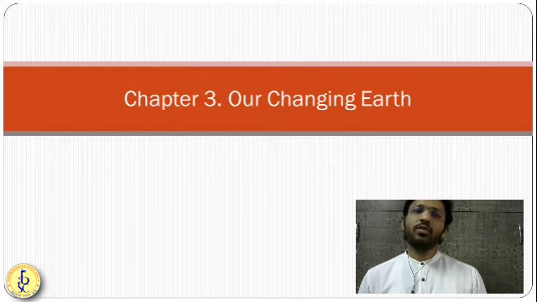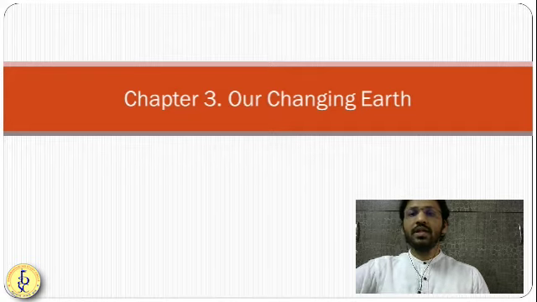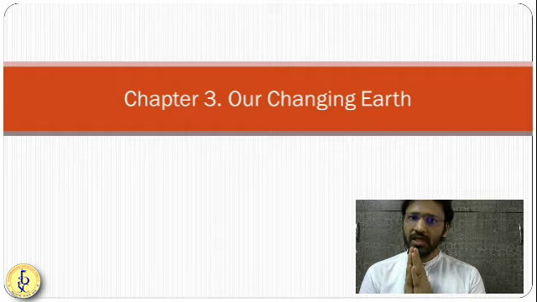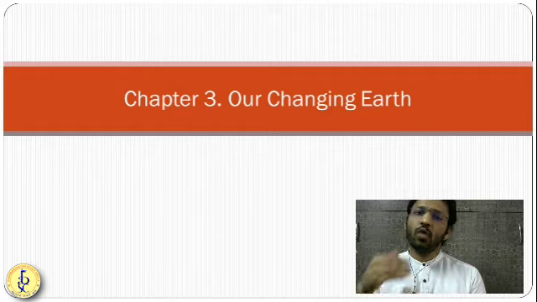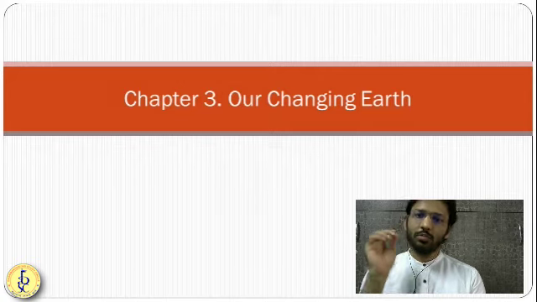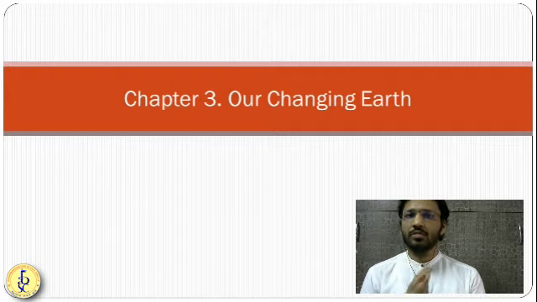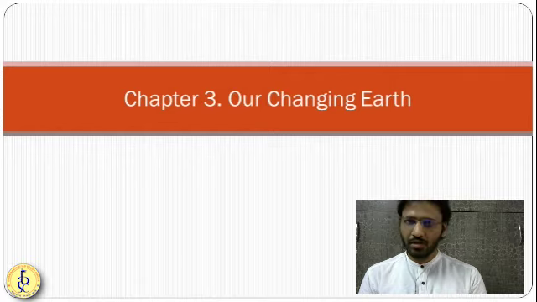So today we are going to see the next chapter, Our Changing Earth, chapter 3. So here in this chapter, we are going to see a little bit about various forces that are emanating within the earth and what changes they create on the surface of the earth. Then we are going to see the processes on the surface of the earth which affect the already created various structures on the surface of the earth. So let us move towards Our Changing Earth.